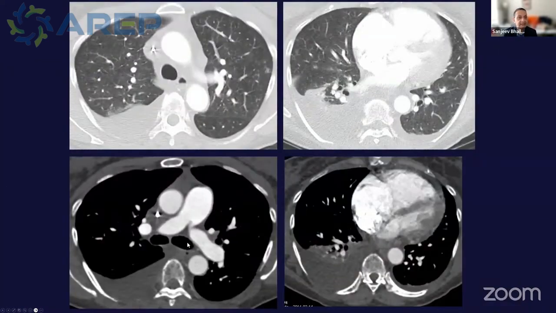Knowing about this entity can be very useful because it may explain some very strange phenomenon. So for example, this patient was markedly short of breath and received a pulmonary embolism protocol.